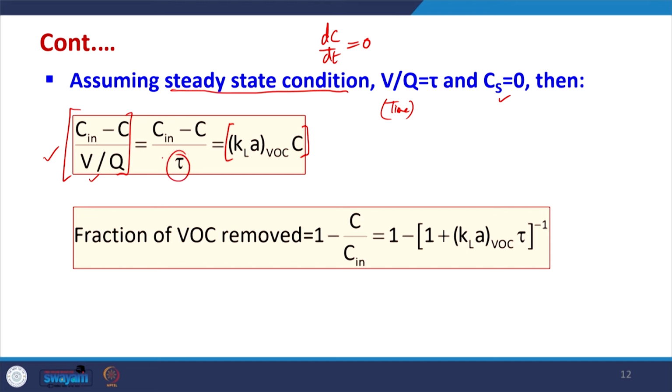Now, the fraction of VOC removed can be written as 1 minus C by C in, where C in is the concentration of the pollutant at the inlet. If we go for this, we can actually find out the C by C in value also. After a little bit of manipulation, because C is here also, we can divide the whole equation by C. So we can easily get this equation, and this tells us the fraction of VOC which will be removed if we presume a certain volume.